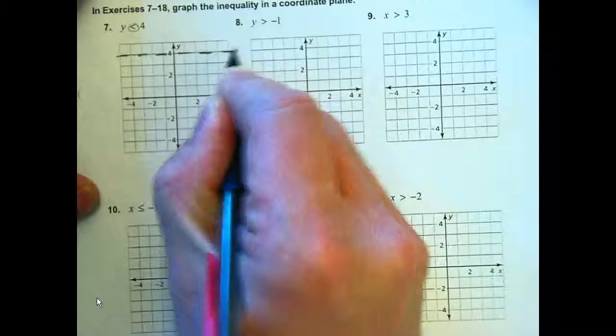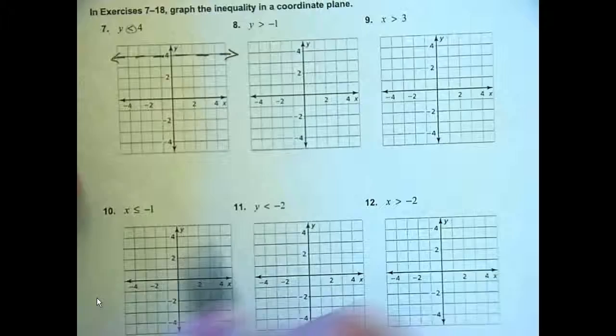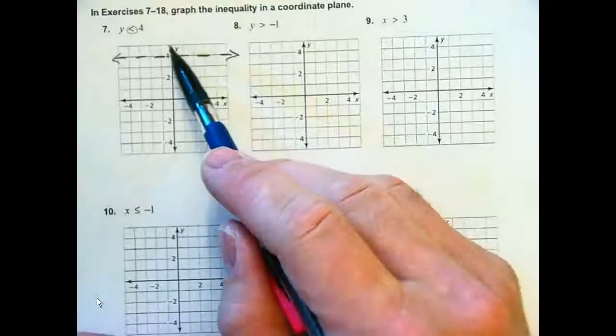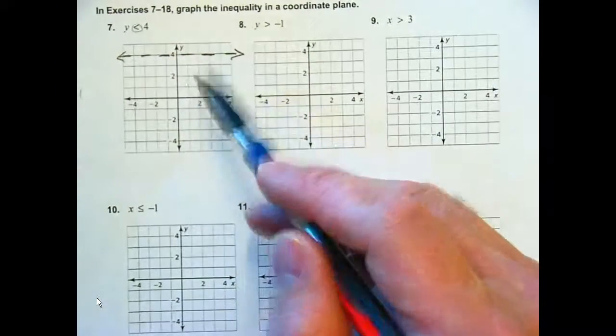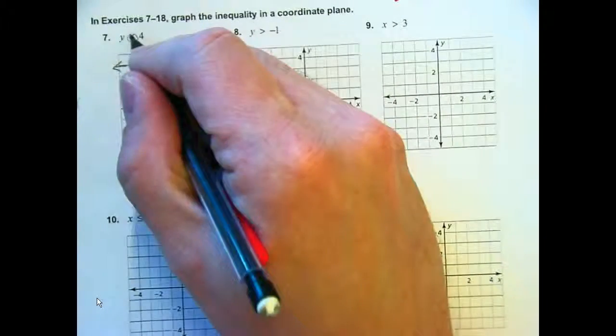Now, here's the deal. We've got to figure out, do we shade up here or down here? The way you can test that, I mean, this is pretty easy. It's less than 4. You think of all the smaller values than 4.